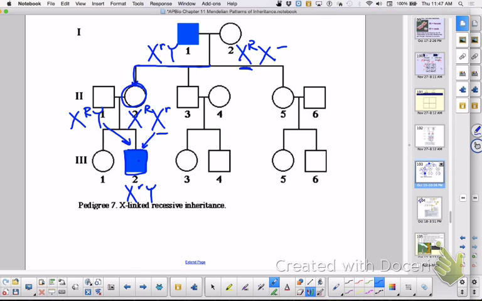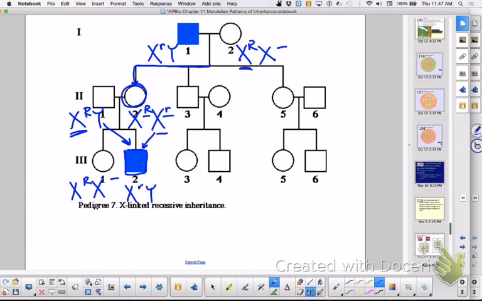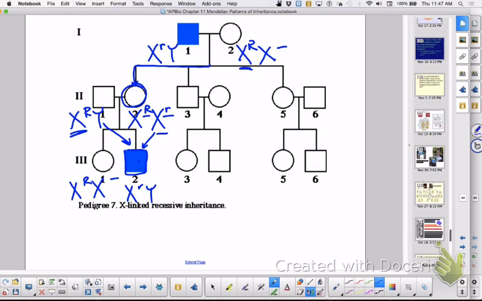Okay, do we know what this little girl is? We know she has at least one big R, A, because she doesn't have the disease, and B, because that's all dad has to give. Do we know what her second letter is? It could be big R or it could be little r. We don't know.